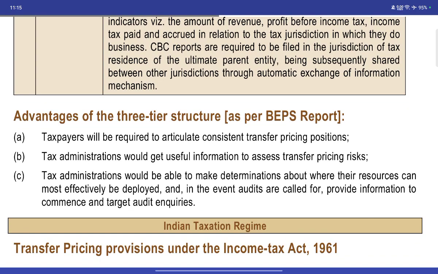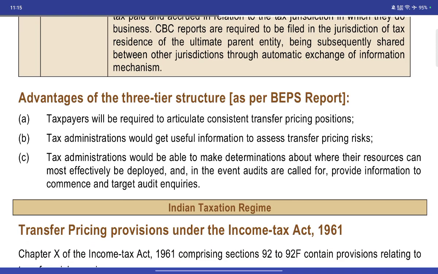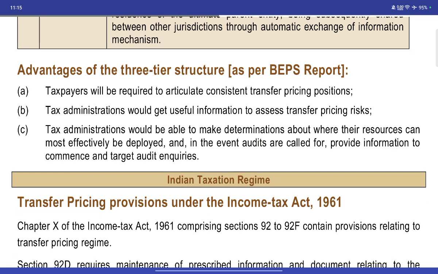Advantages of the three-tier structure as per the BEPS report. Taxpayers are required to articulate consistent transfer pricing positions. Tax administrations would use the information to assess transfer pricing risk. The tax administration would be able to make determinations about where their resources can be most effectively deployed, and in the event of an audit, they can call for further information to comment on and target audit inquiries.